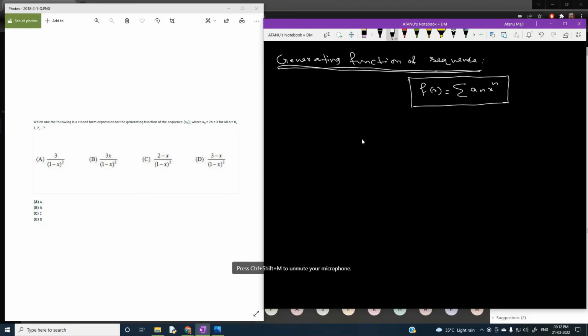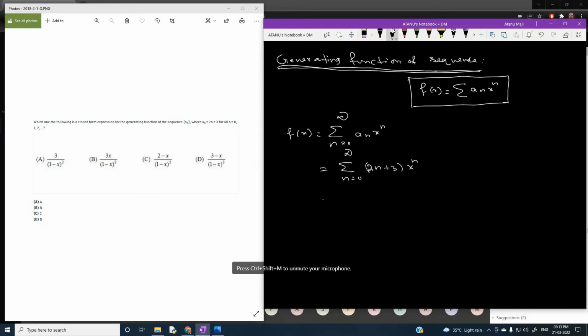So just let me check. So we have to find f of x, which is the summation n equal to 0 to infinity of a_n x to the power n, where the a_n value is given in this way: a_n is 2n plus 3. So write here 2n plus 3 and there will be x to the power n.